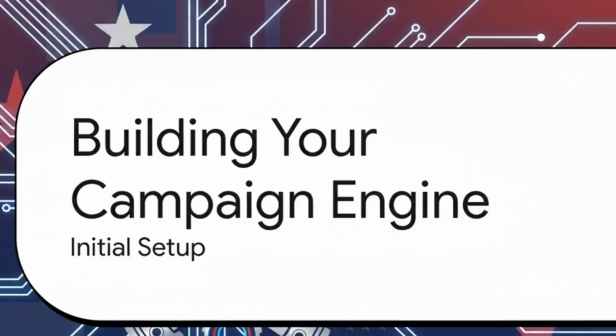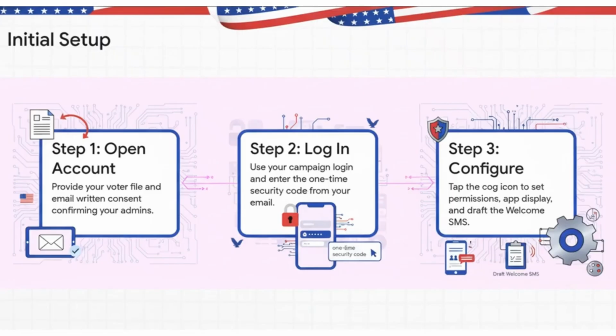All right, driver, it's time to get your engine built. We're going to walk through the practical step-by-step process of getting your campaign off the ground and running inside the platform. Getting started is actually really simple. First, you'll send your voter file over to the UpVote team, and just confirm who your admins are in an email. Easy enough. Then you'll get your login info.